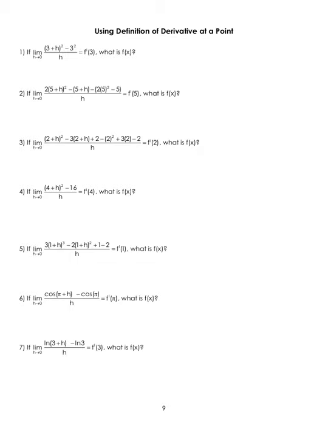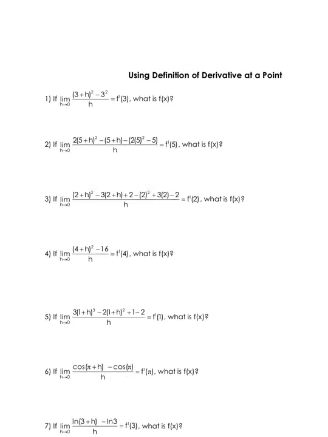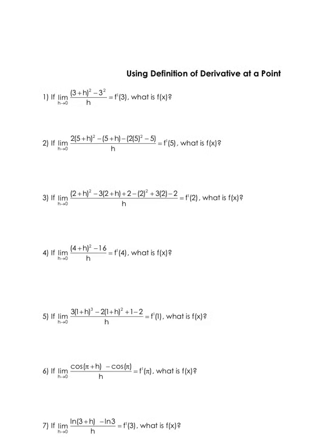Okay, I didn't realize that had started recording already. I'm on page 9, using the definition of derivative at a point. This is a little bit harder than the last page because we already have a number plugged in. So this is the derivative at 3, but I still want to know what function we are talking about. This is giving me the derivative at 3 for what function? In the first one, it's x squared. How do I know that?